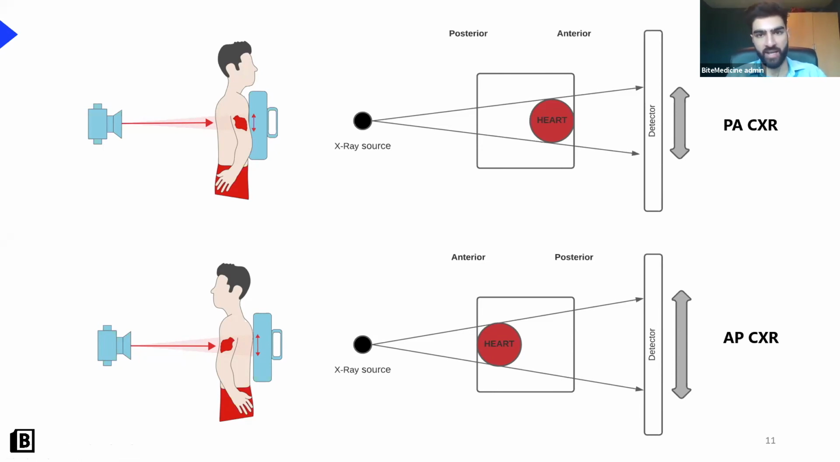Supine just means lying down, because obviously if the patient is too unwell to stand, you have to lie them down. If you have to lie them down, you're going to lie them on their back. You can't really lie an unwell patient with their face planted into the mattress. So you lie them on their back, and then you put the X-ray source above them and do an AP view.